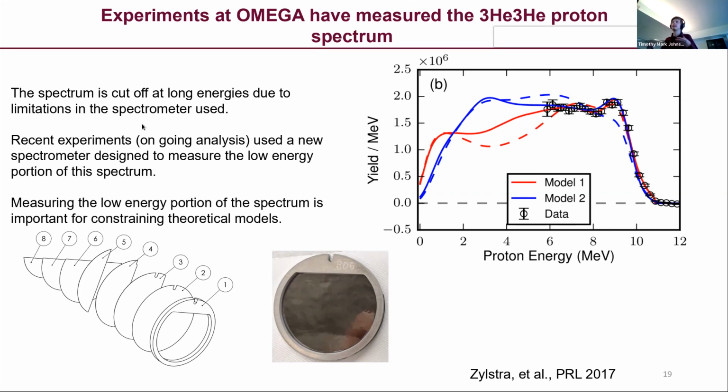So we've had recent experiments at Omega to try to constrain this. And we've designed a new spectrometer that is designed to look at this lower energy part of the spectrum, as well as the high energy part, and look for this whole region. And that'll hopefully allow us to constrain our models and better understand the physics behind this nuclear reaction, which feeds back to all these other things that I've talked about with the neutrinos and whatnot. So yeah, that's this interesting experiment here.